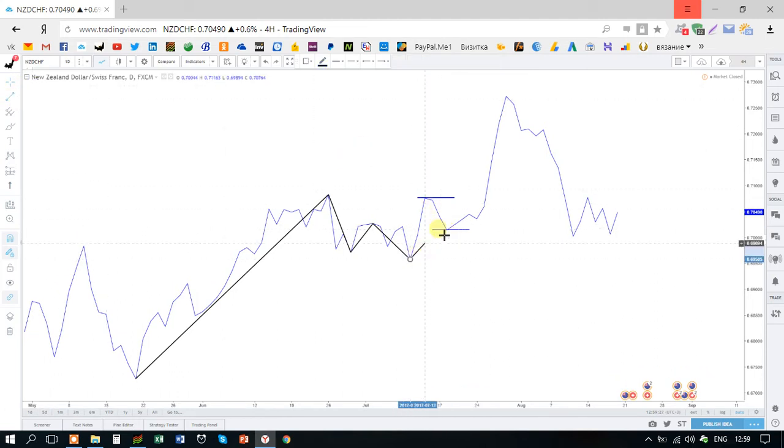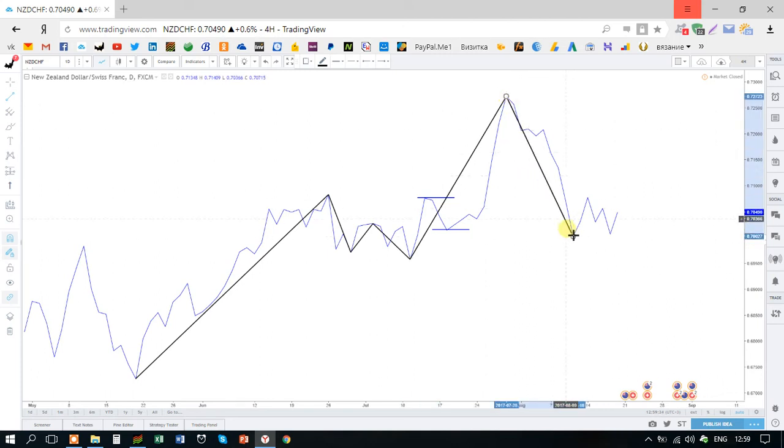So the uptrend is alive until we have a series of higher highs, but in this movement we've broken this higher low, and that installs a lower low. So we have this picture.